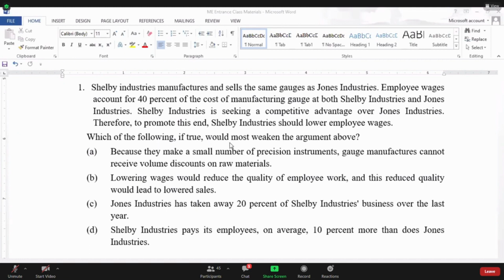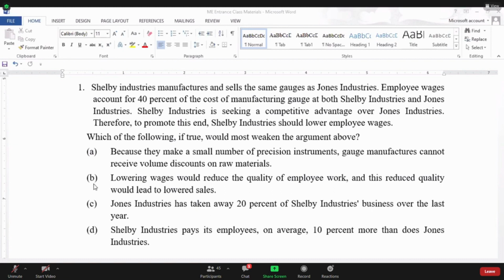Now, which of the following, if true, would most weaken the argument? Which of these options does not support this point? Which option is against this point? Which option says that in order to meet this objective, Selva Industries should not lower employee wages? Which option says so? This you have to select.